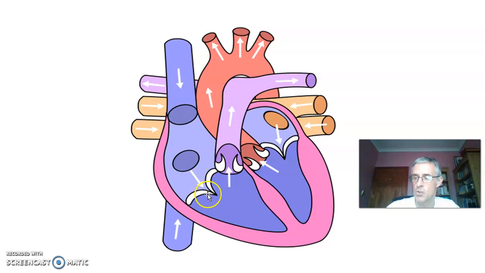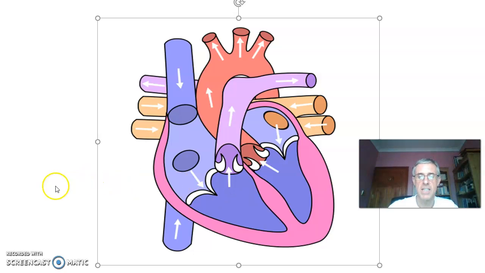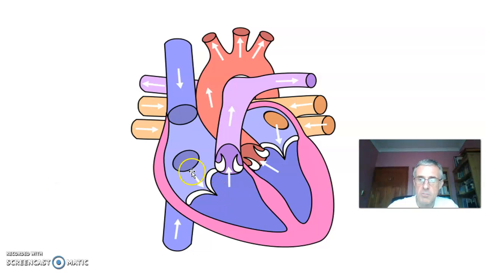Now this valve is called a tricuspid valve. Tricuspid, and it comes into this little area here, which is a ventricle, and this is called the right ventricle. So these are the major parts. They're called the chambers of the heart. So this is the right atrium, this is the left atrium, this is the right ventricle, this is the left ventricle.